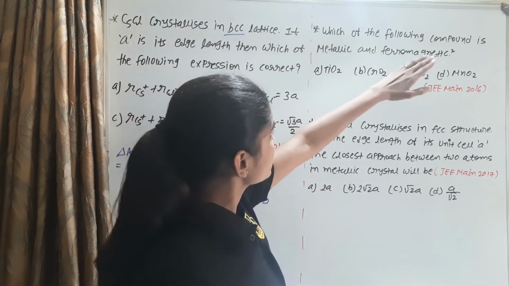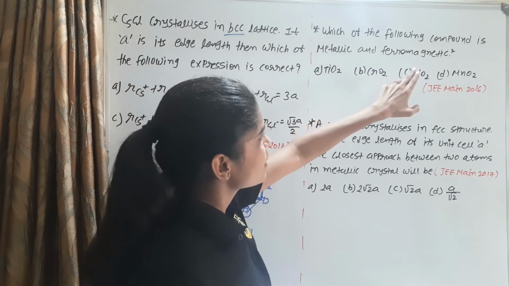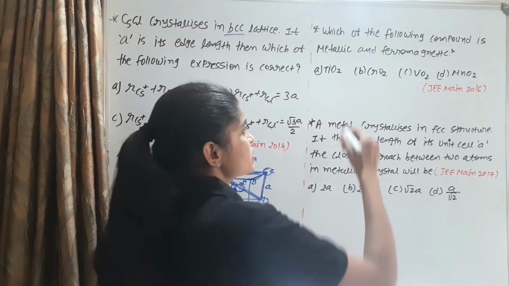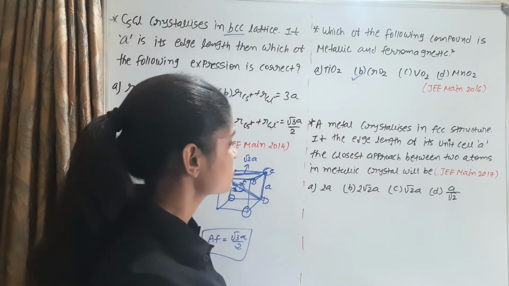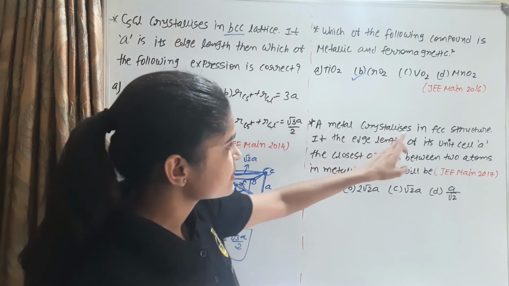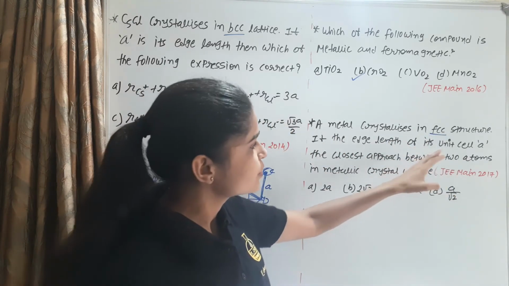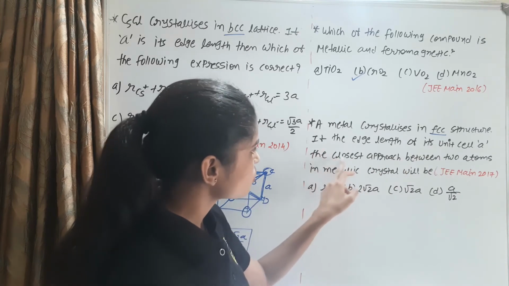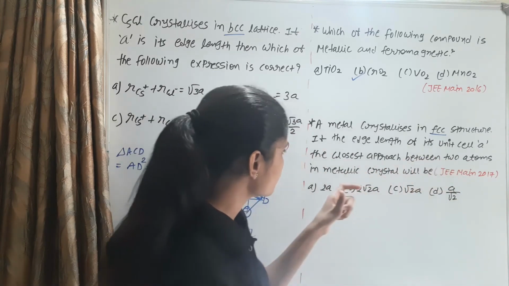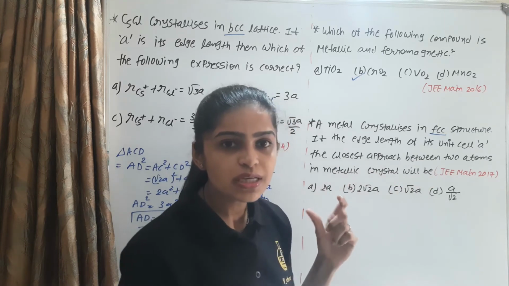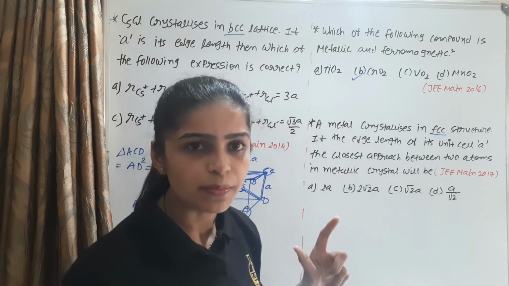Next, which of the following compounds is metallic and ferromagnetic? The metallic and ferromagnetic compound is CrO2. Then, a metal crystallizes in an FCC structure. If the edge length of the unit cell is a, the closest approach between two atoms in the metallic crystal will be?